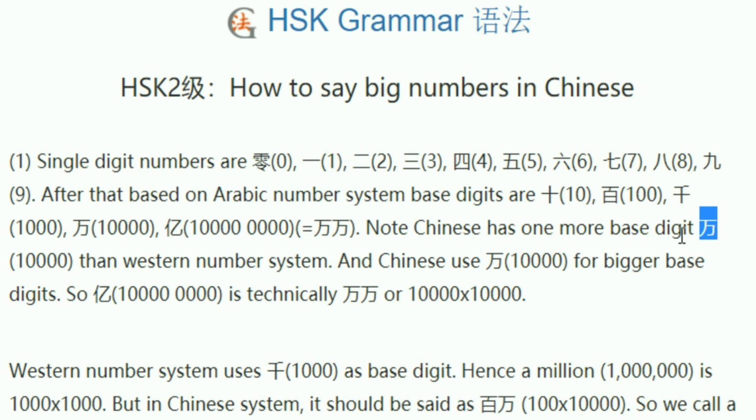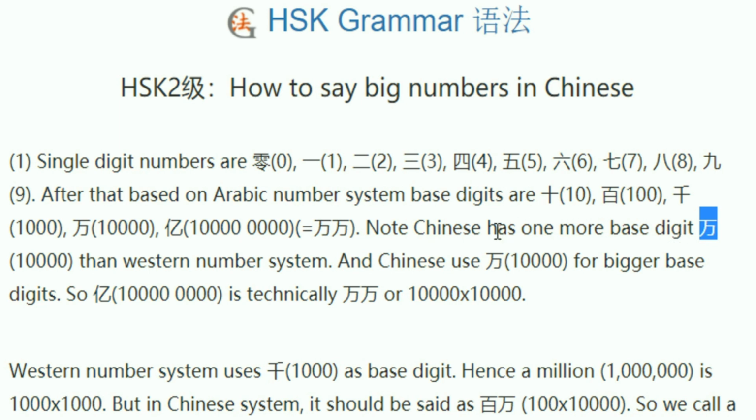So the next one would be million, which is 1,000 times 1,000. Billion would be 1,000 times 1,000 times 1,000. And the trillion is times another 1,000. But Chinese has a different system.